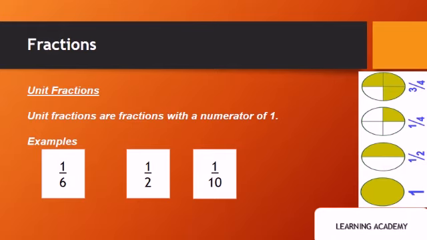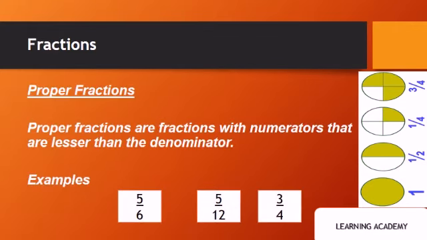Unit fractions. Unit fractions are fractions with a numerator of 1. Example: 1/6, a half, 1/10, 1/3, a quarter, and 1/5. All of these are examples of unit fractions because their numerator is 1.